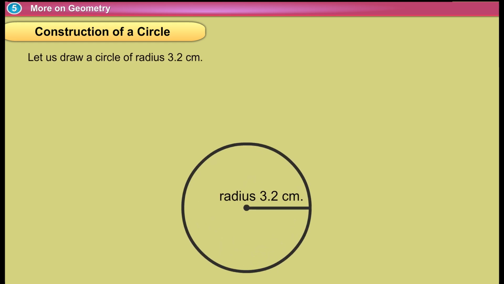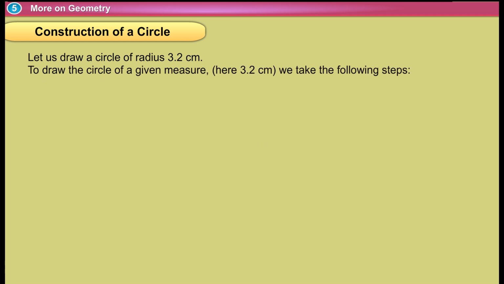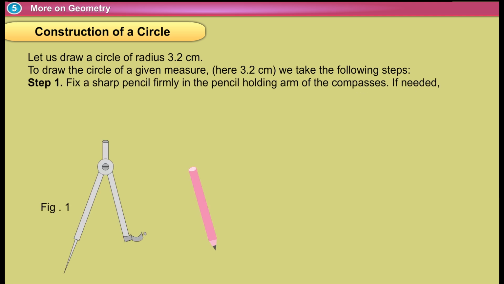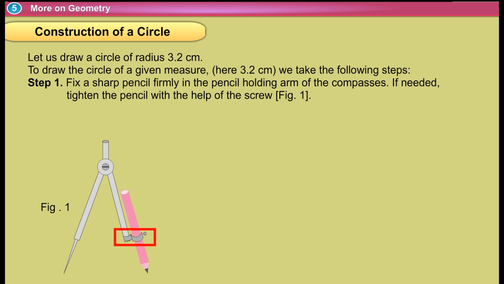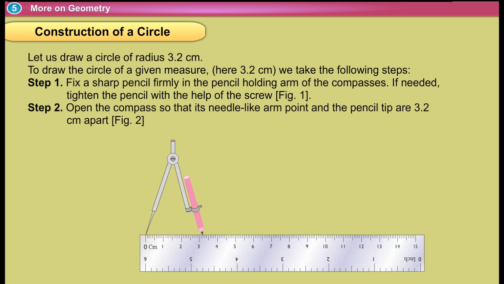Construction of a circle. Let us draw a circle of radius 3.2 centimeters. To draw the circle of a given measure, here 3.2 centimeters, we take the following steps. Step 1. Fix a sharp pencil firmly in the pencil holding arm of the compasses. If needed, tighten the pencil with the help of the screw. Step 2. Open the compass so that its needle-like arm point and the pencil tip are 3.2 centimeters apart.